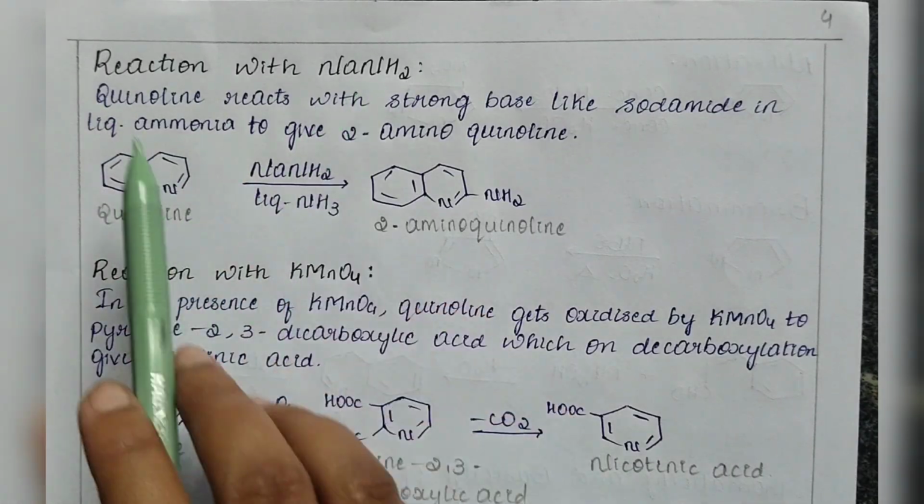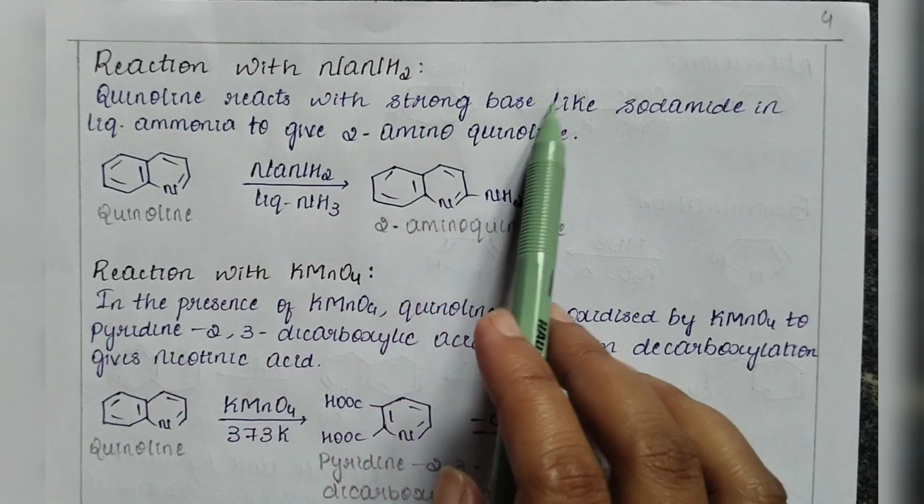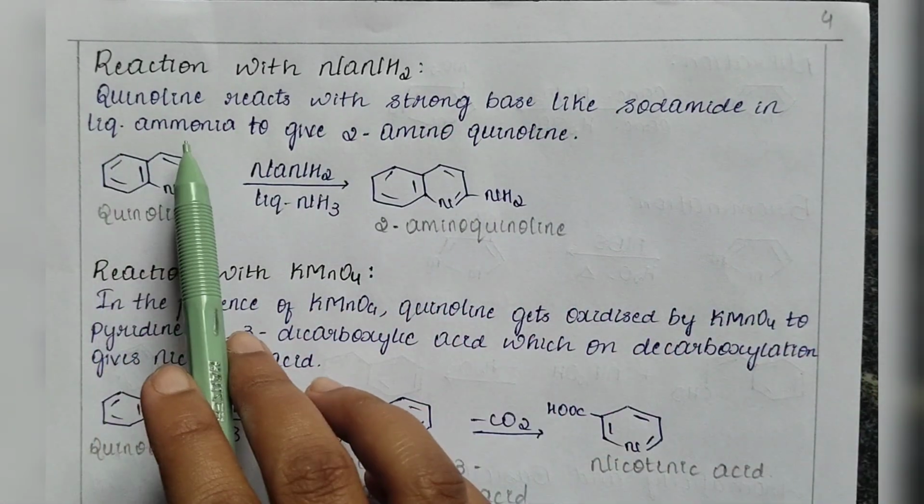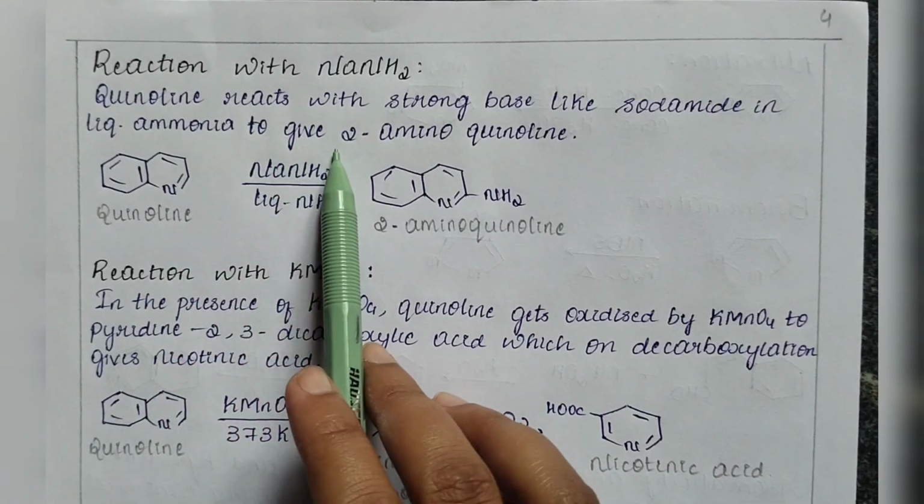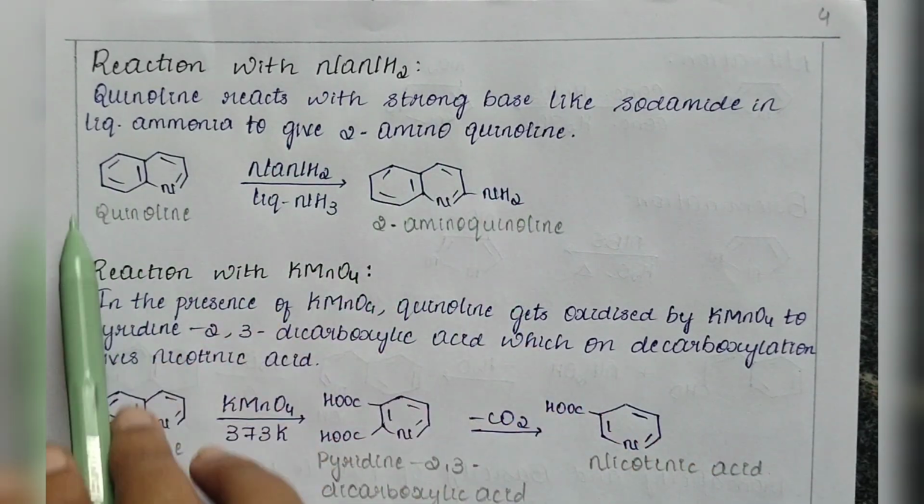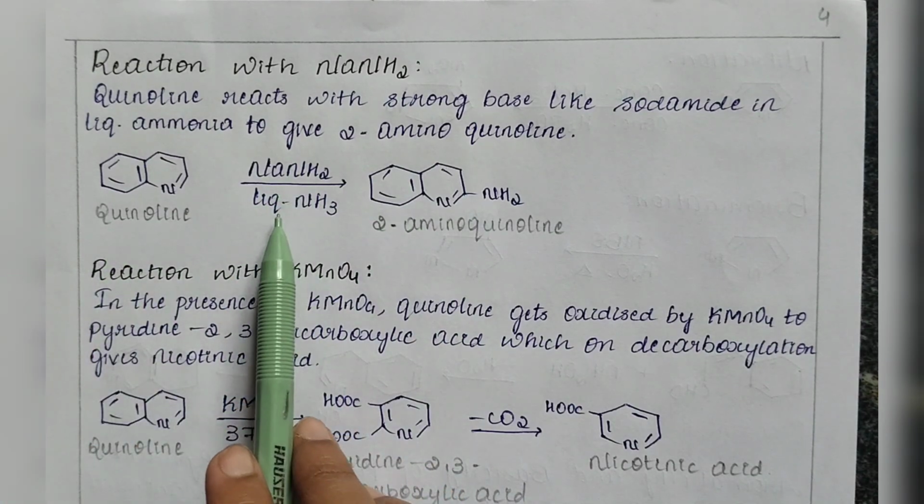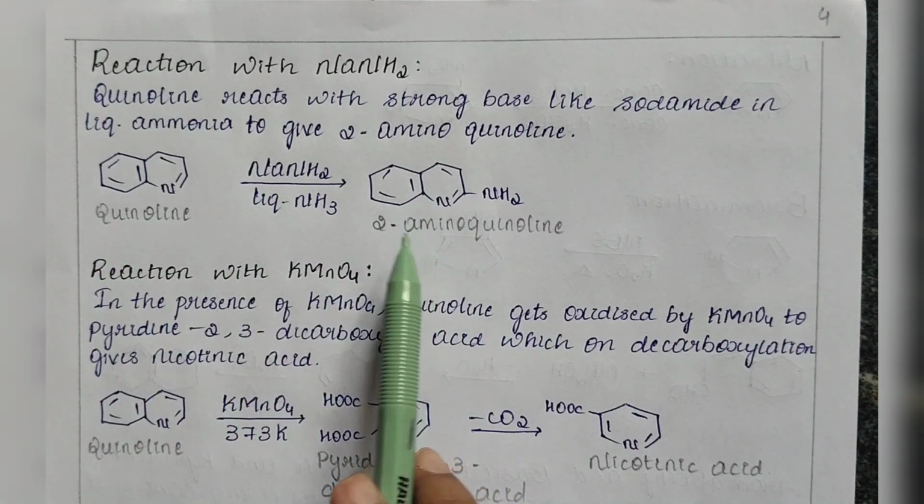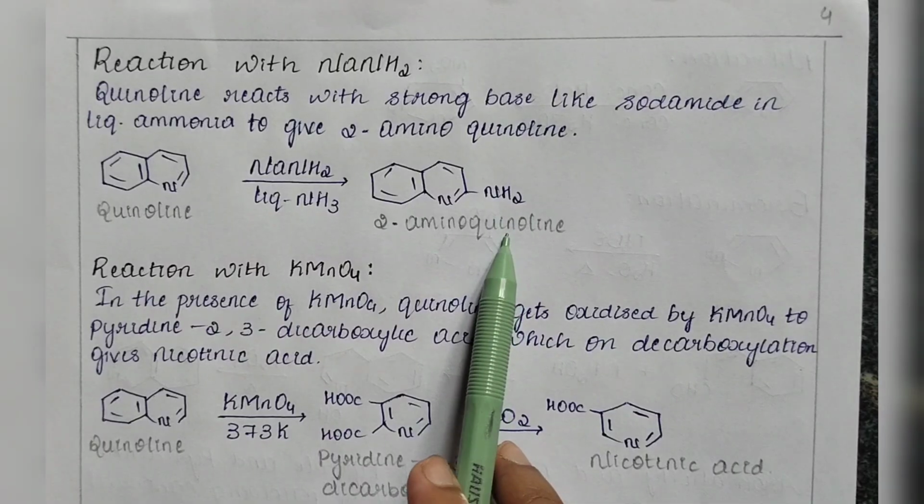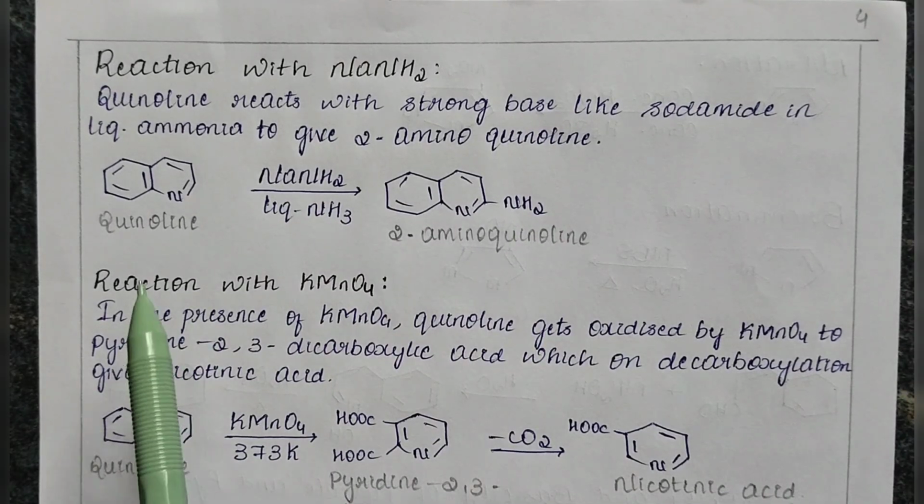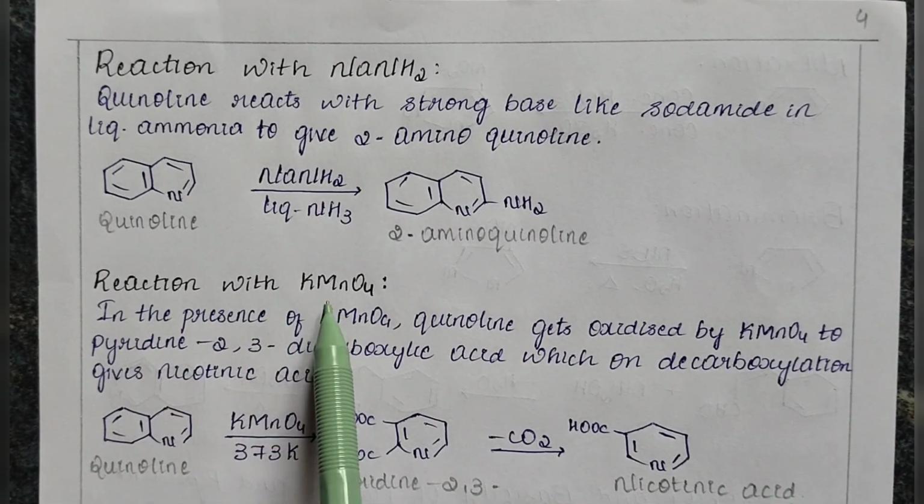Reaction with sodamide. When quinoline reacts with strong bases like sodamide in presence of liquid ammonia, it gives 2-aminoquinoline. This is a simple reaction. So when quinoline reacts with sodamide in presence of liquid ammonia, it gives us 2-aminoquinoline. And the next reaction is the reaction with KMnO4.